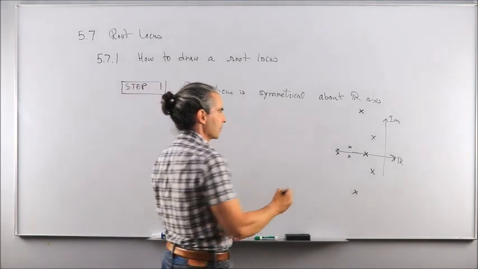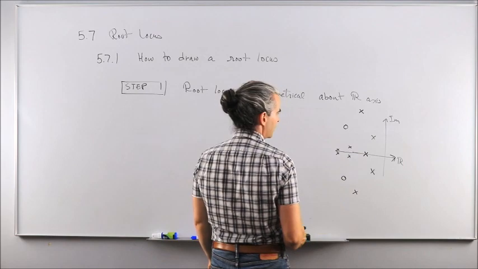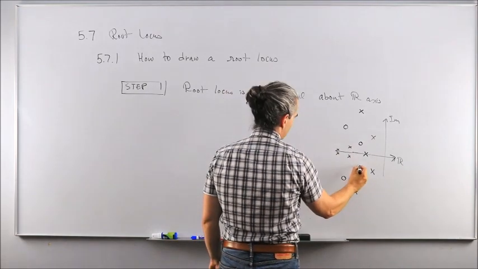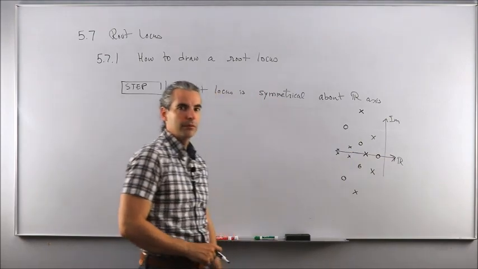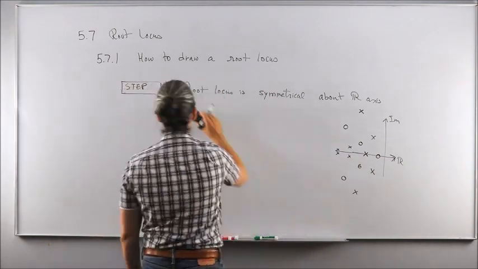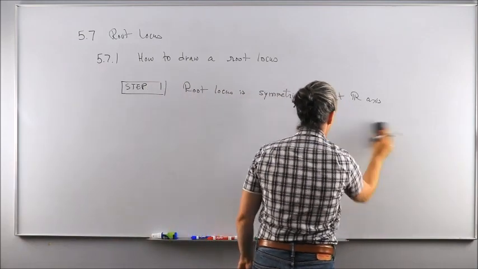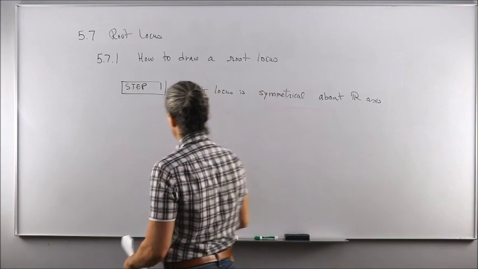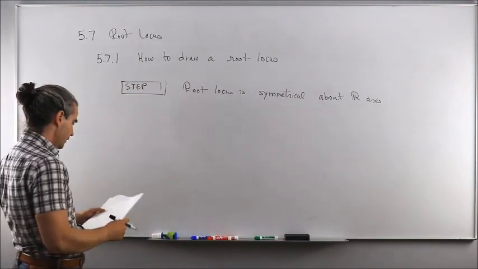And same for the zeros. If there is a zero here, you better have a zero down there. Zero here, zero here. Zero on the real axis, no problem. That one doesn't need to have its complex conjugate. Okay? So that's all that step 1 tells you. There's nothing to do. This is just something to remember, essentially. So that is one of the 9 steps done. Okay? Easy peasy.